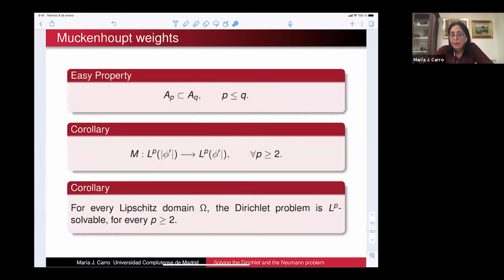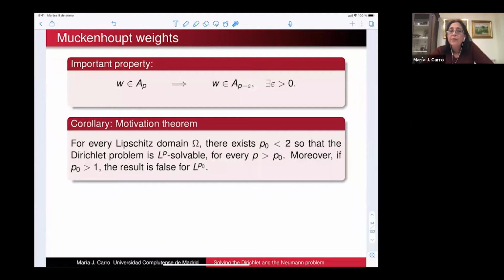Now, if you remember the motivation theorem that I had given you at the beginning, it said there is a P0 less than 2, so that the Dirichlet problem is solvable for P bigger than P0. Okay, so where does this P0 come from? This P0 comes from a very important property of this class of weights, that says that if you have a function in AP, there is an epsilon, of course depending on the weight, in such a way that omega is in AP minus epsilon. Okay, so now we understand why there is this P0 that depends on the Jacobian, and therefore it depends on the domain, so that the Dirichlet problem is solvable for every P bigger than P0.